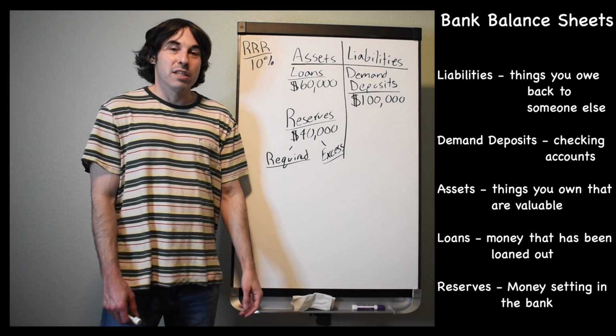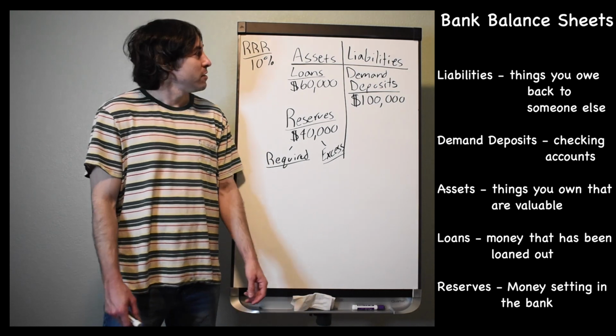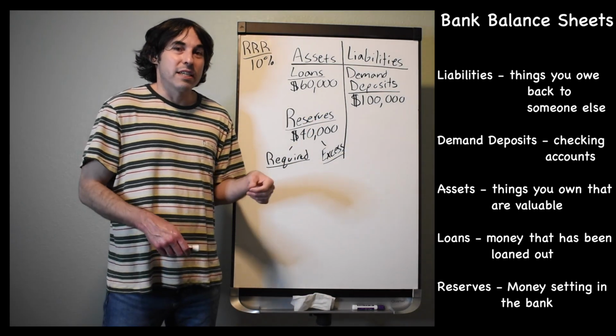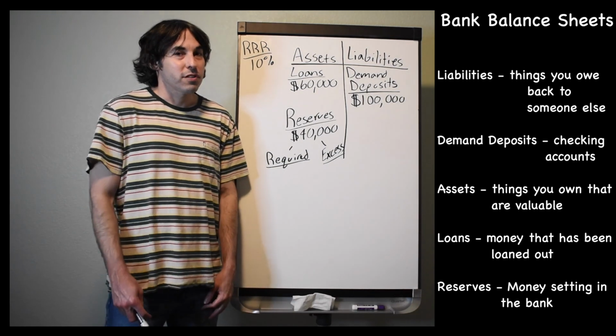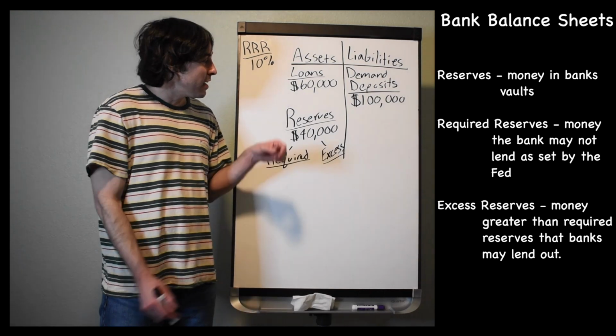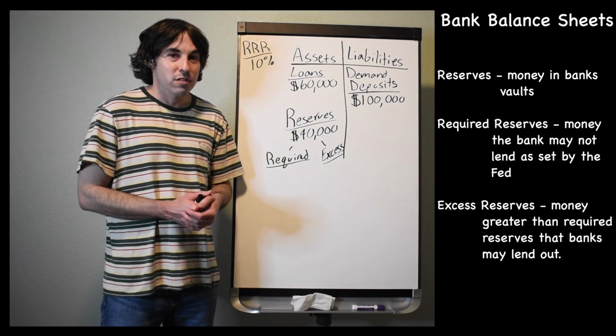On the other side of the bank balance sheet, we have assets. Assets you can think of as being things that you own that are worth money. You could sell them to settle debts if you have to. For a bank, loans are an asset because that's the money that's been lent out that the bank is going to get paid back plus interest. Reserves is the money that's actually sitting in the bank still, and for a bank, reserves are also an asset because those are potential loans.